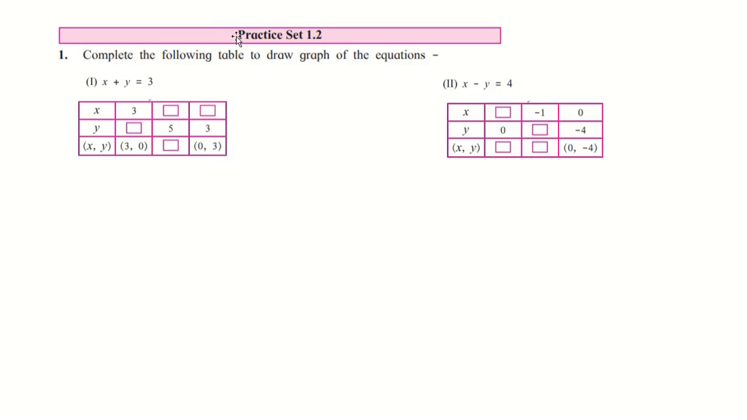Hello everyone, let's start with practice set 1.2 for linear equations in two variables. Here the first question is: complete the following table to draw the graph of the equations, where we have two simple equations given: x plus y is equal to 3, and the second one is x minus y is equal to 4. Also we have the table format given, where the value of x is 3. We need to find y, and x comma y is 3 comma 0.